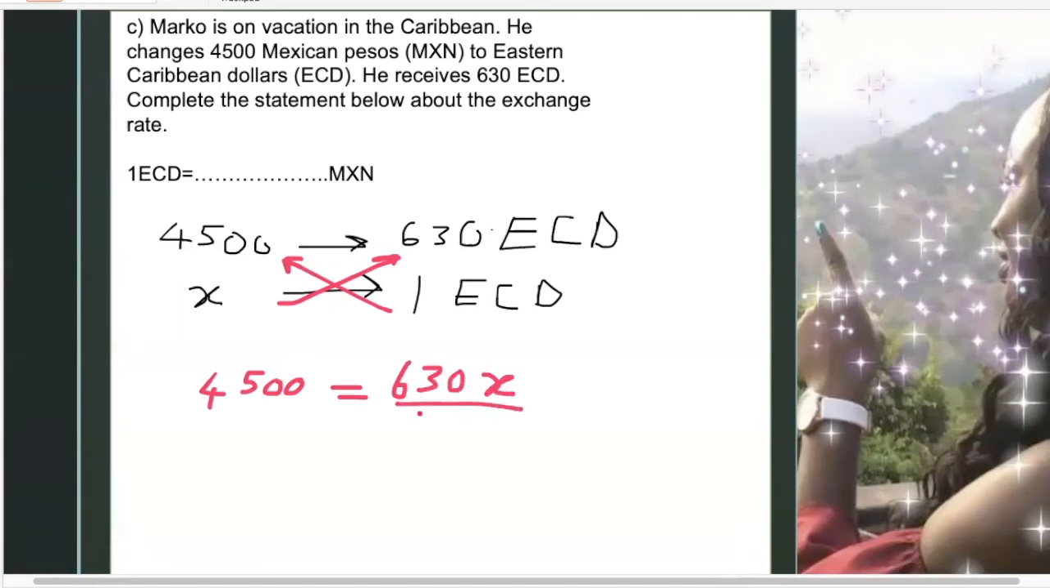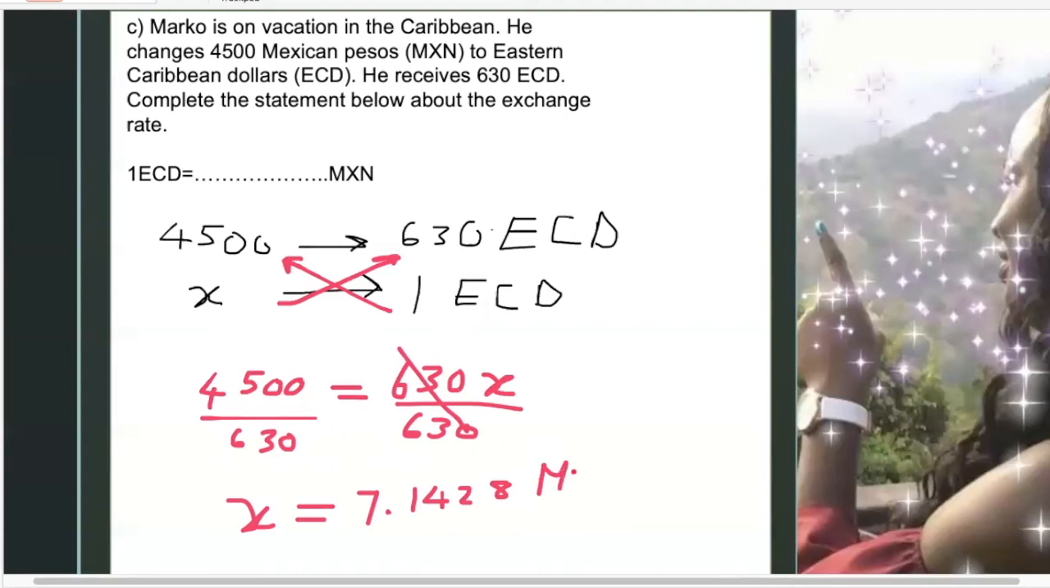Then I divide both sides by 630. This cancels, so x is equal to 7.1428 Mexican pesos.